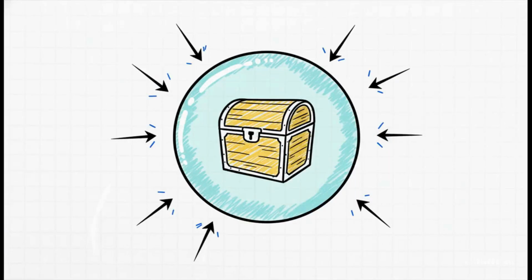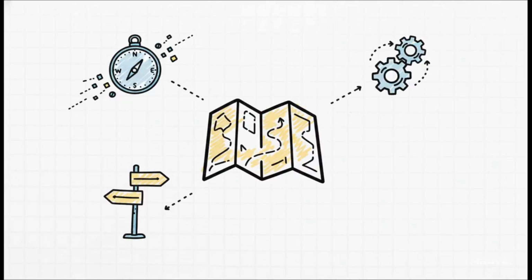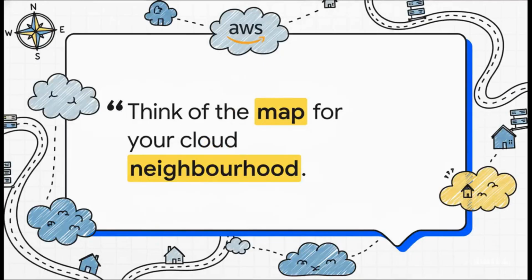And that's it. This super simple map system is exactly how AWS keeps your important stuff private, all while letting the public parts of your application talk to the whole world. So this map, it guides the traffic, it decides the path, and it makes the whole VPC work. So next time you hear route table, just think it's the map for your AWS neighborhood.